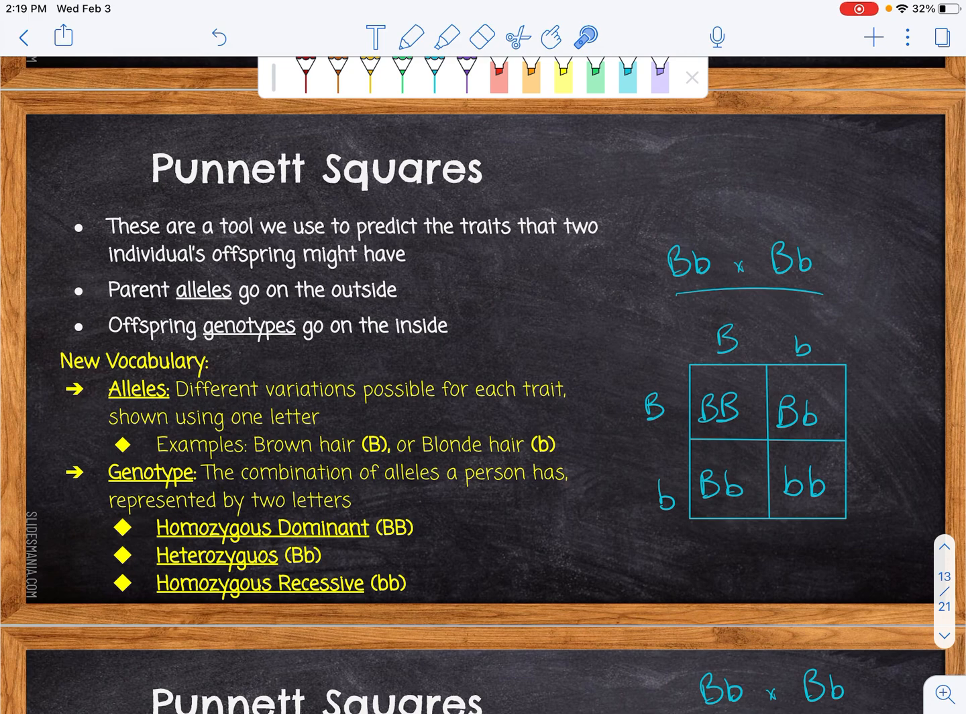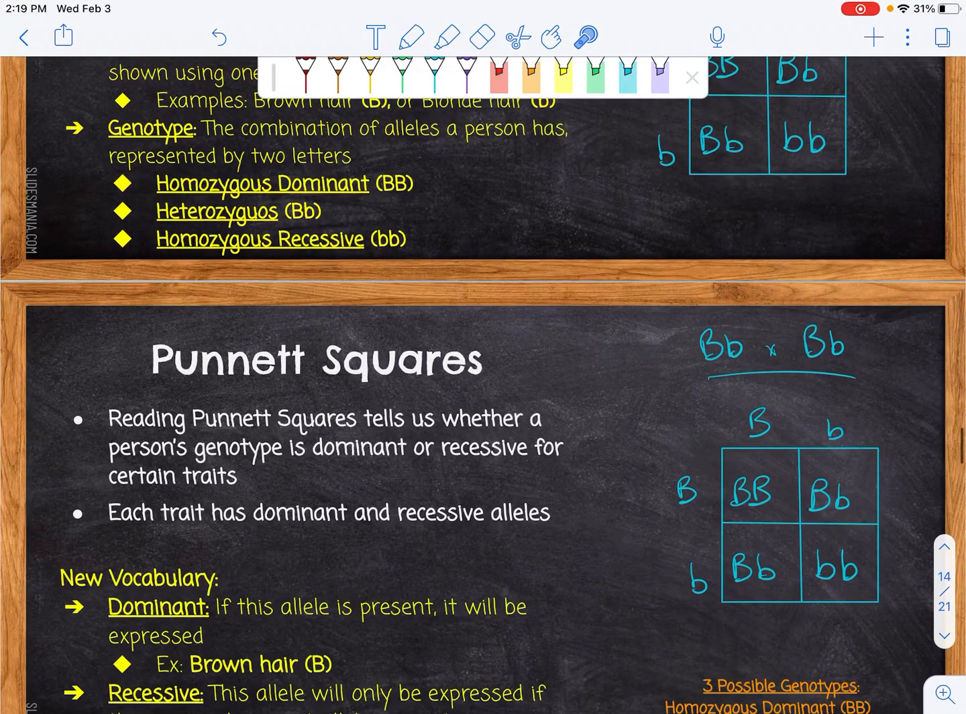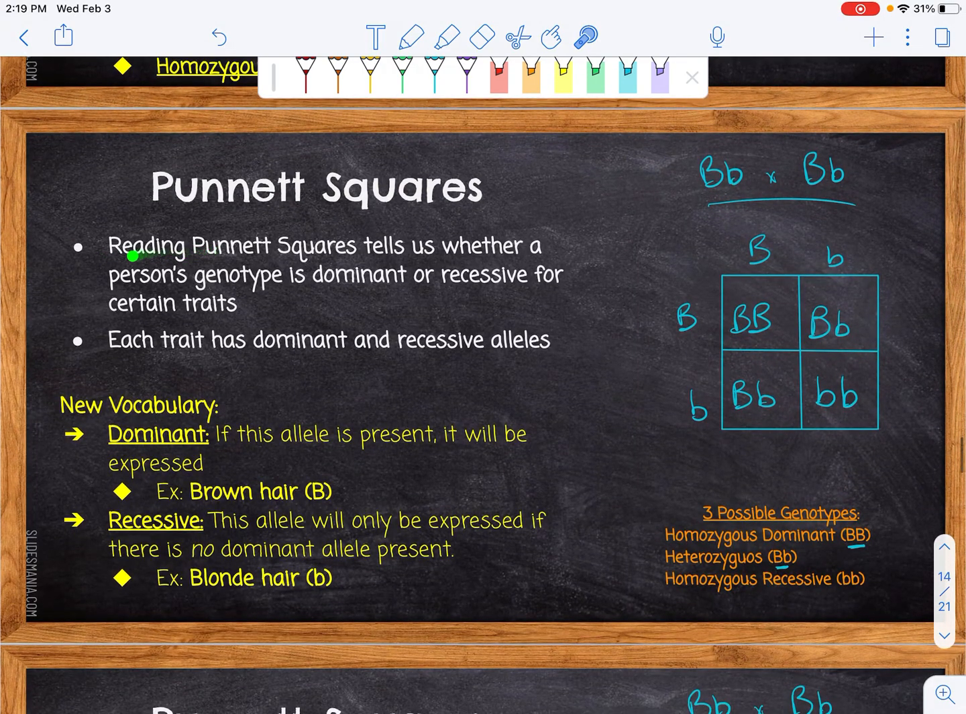Now, on the inside, you have offspring genotypes. They go on the inside. Everything inside the square, these are our 4 possible offspring genotypes, and each square is as probabilistically likely as the others. So each square represents a 25% chance that this is the genotype that a child would have from these 2 parents.